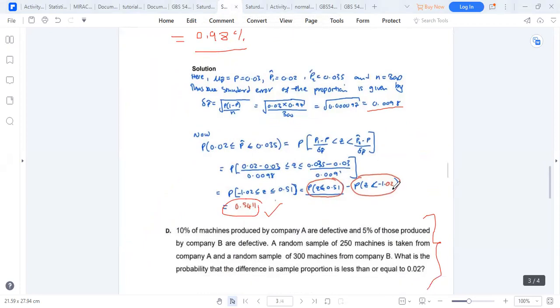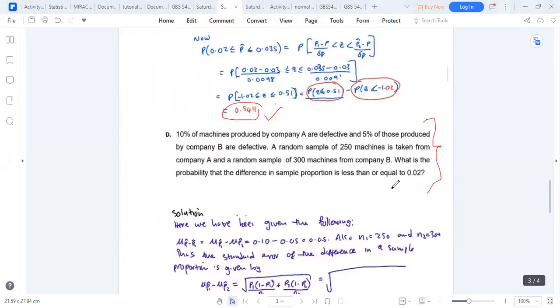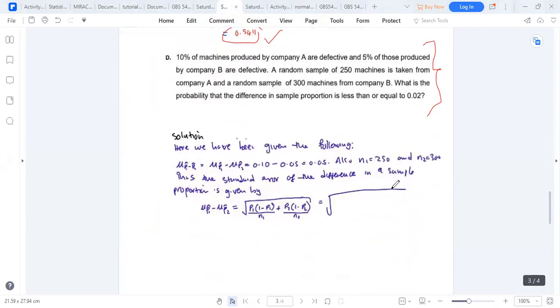Then the question on D. Yes, what was the question on D? The question was, when I was going through the solutions, I discovered that for the final analysis we just did 0.02 minus 0.05. Why didn't you also consider the 10%? Part D, yes. The difference between 10% and 5%.